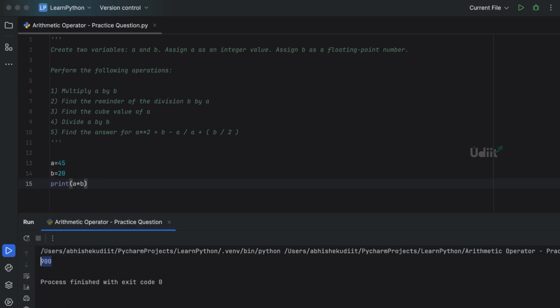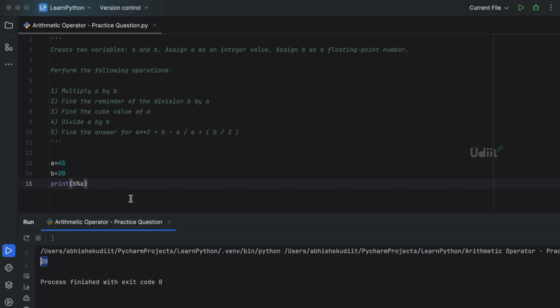So the answer is 900. 45 times 20 is 900. The second question is, find the remainder of the division b by a. So we need to find the remainder of the division. I'll say print b modulo a, and I will run it. I'm getting the output as 20 because the denominator is larger than the numerator.